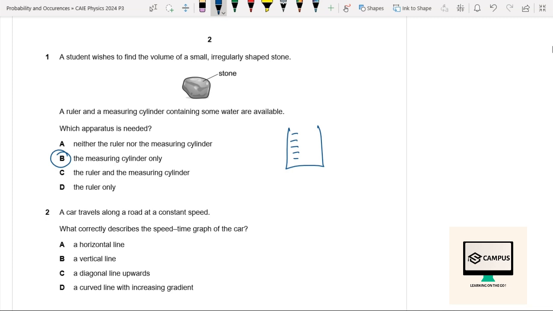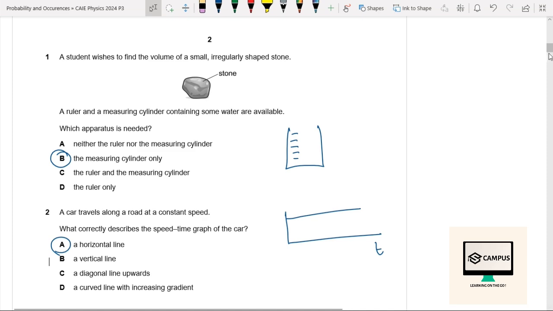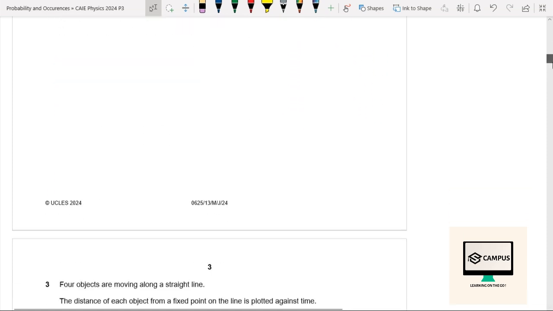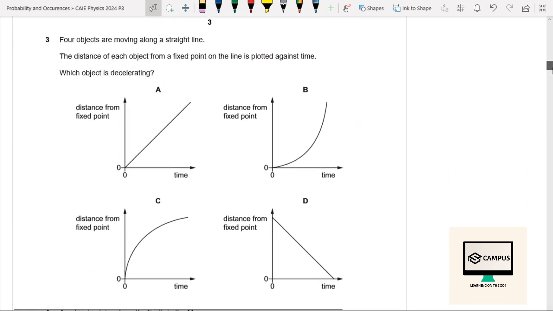Moving on, a car travels along a road at a constant speed. Which correctly describes the speed-time graph of the car? Pretty straightforward. If a car is traveling at a constant speed, that means its speed is not changing with respect to time, so the graph should be a horizontal line. That's pretty straightforward.